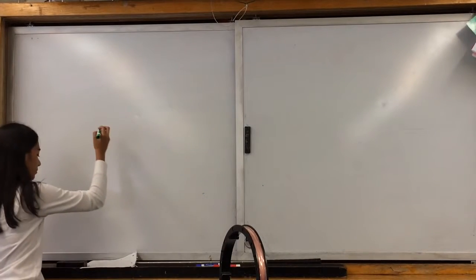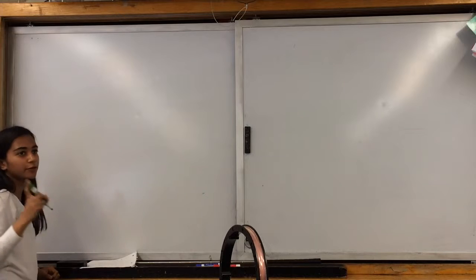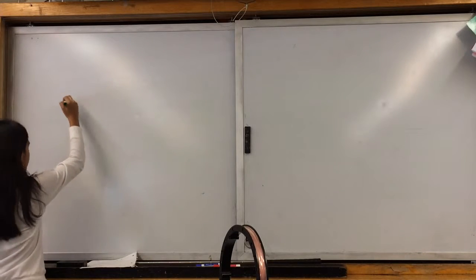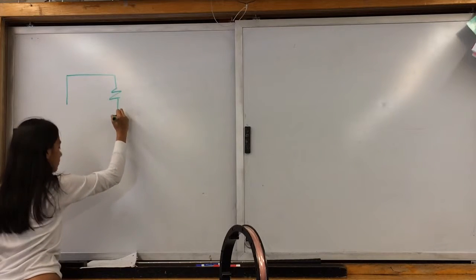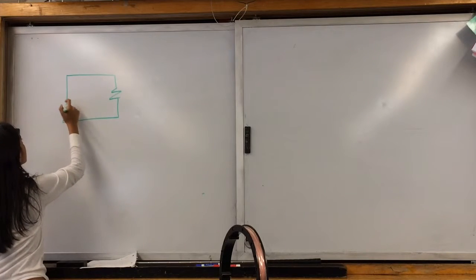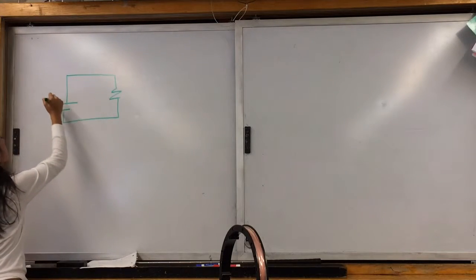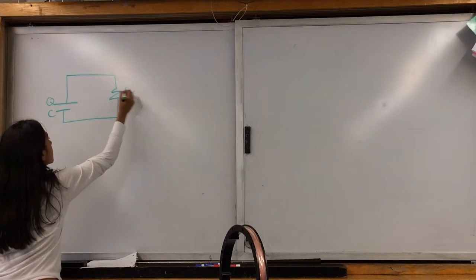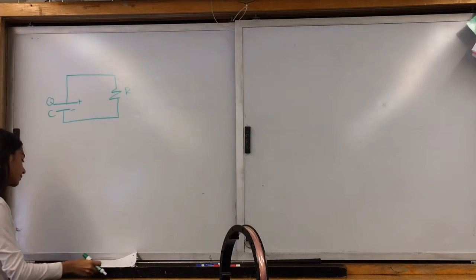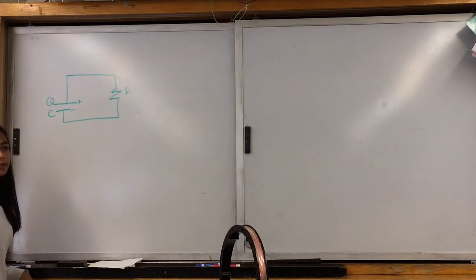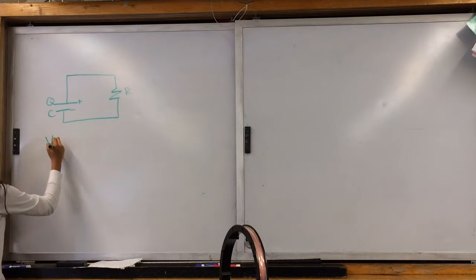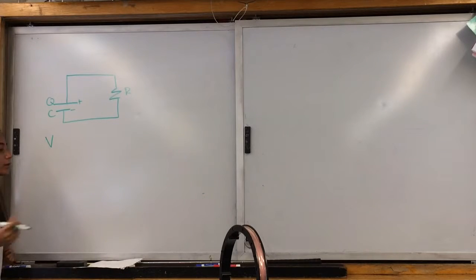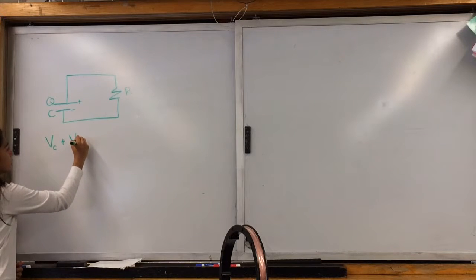First we're going to draw a simple RC circuit, which consists of a resistor and a capacitor. So this is when you're discharging through the resistor. That means that the total voltage is going to be 0 according to Kirchhoff's rule. So you have the voltage on the capacitor plus the voltage on the resistor equals 0.